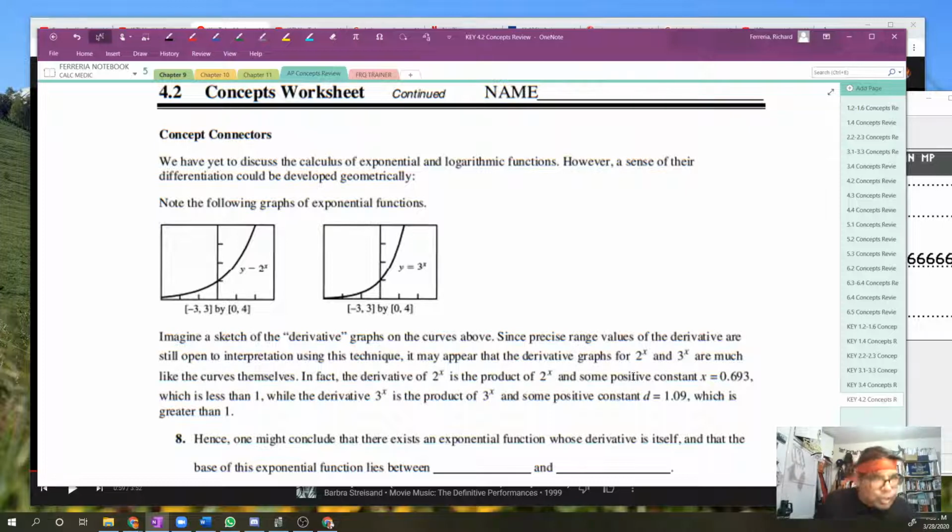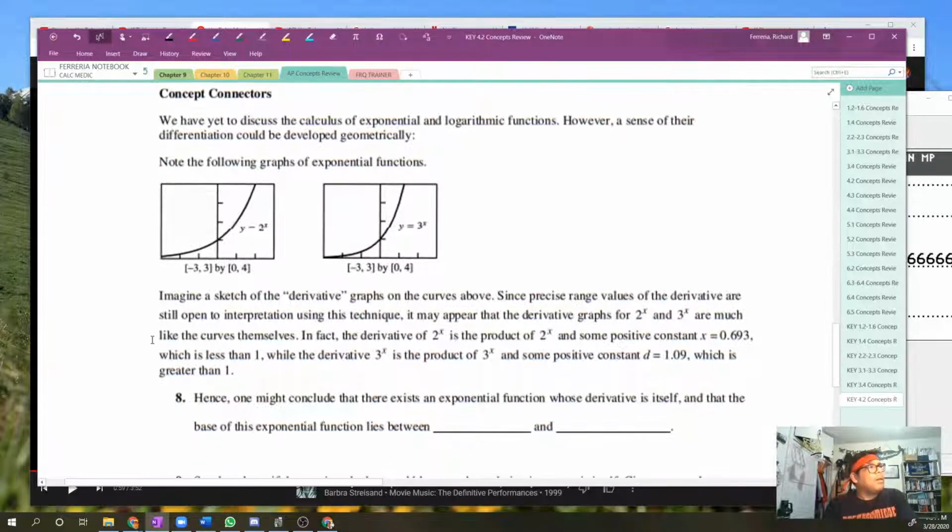On the left side, the derivative is approaching 0, and on the right side, the derivative is approaching positive infinity. But wait a minute, these graphs approach 0 from the left side, or on the left end, and they go to infinity on the right end. So really the graph of the derivative and the graph of the function kind of look the same. Let's just keep reading. Precise values of the derivative are still open to interpretation with this technique.